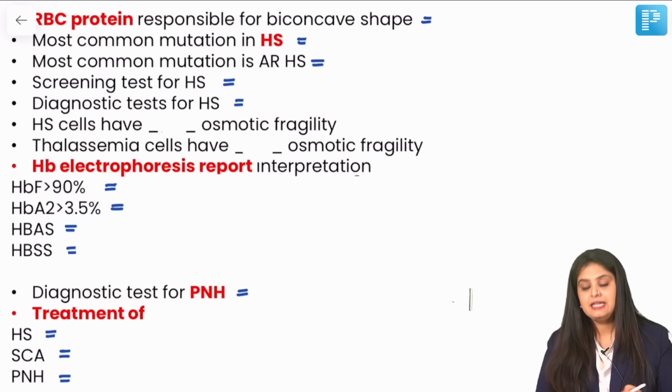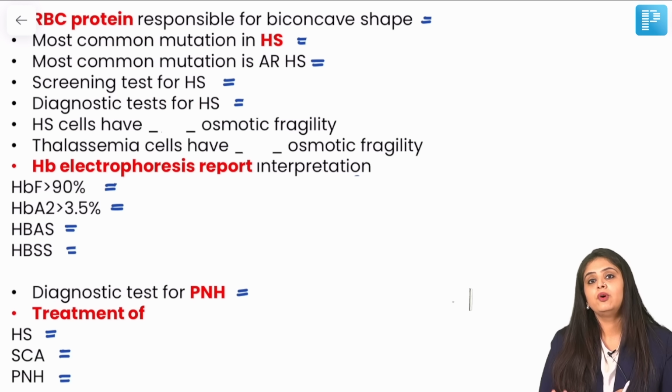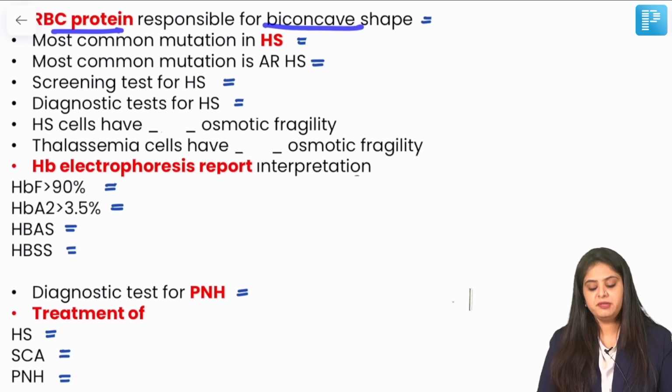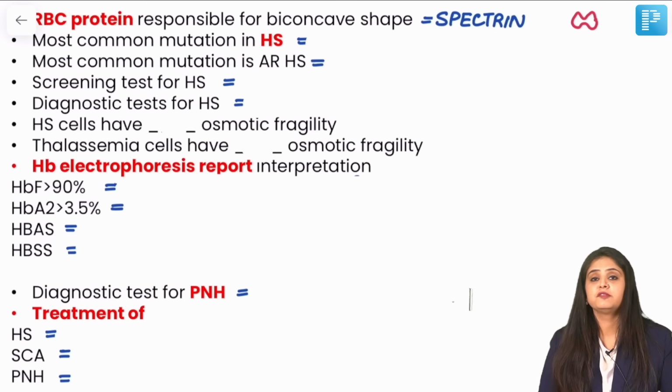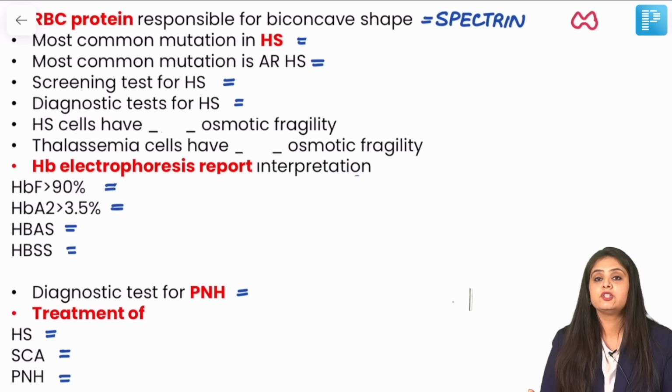Moving on to the next, this is one slide which will take care of all the hemolytic anemias for you. First, if I ask you what is the normal shape of RBC, it is biconcave. It looks pretty much like this, and that biconcavity is because of spectrin. But let's talk about a disease in which the RBCs become spherical. Hereditary spherocytosis is because of a mutation in the protein ankyrin, which is a very important question.